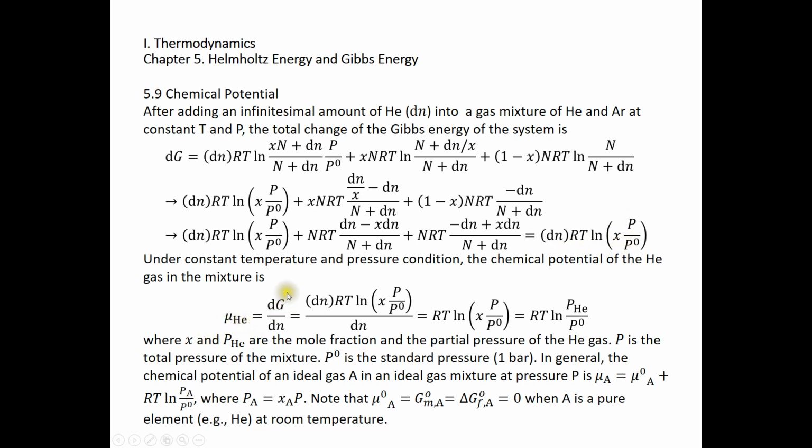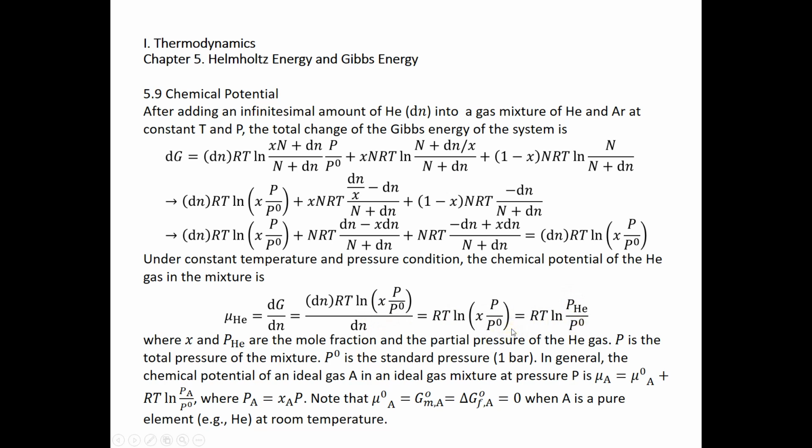And again, we're going to use this equation: mu is dG over dn. Both dG and dn are infinitesimal. We do the division. In the end, we get RT times the natural logarithm of P helium over P naught.